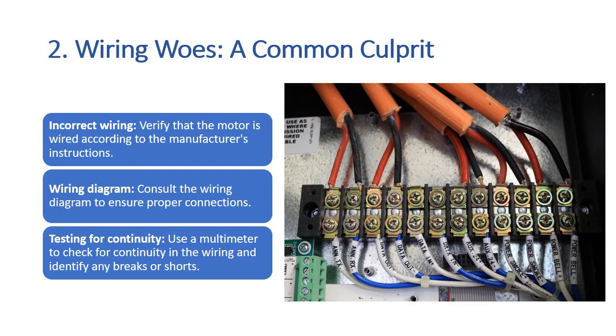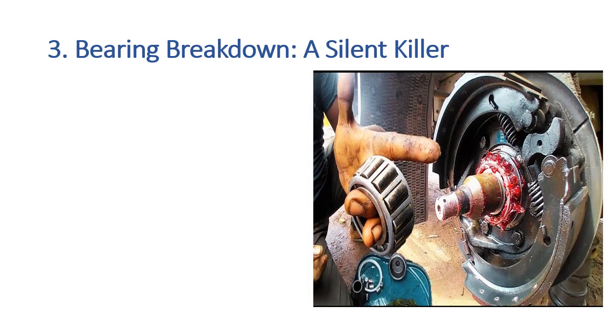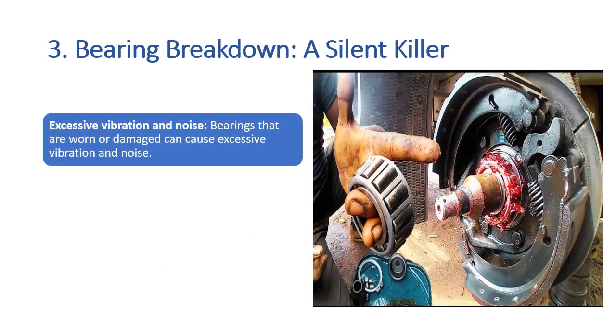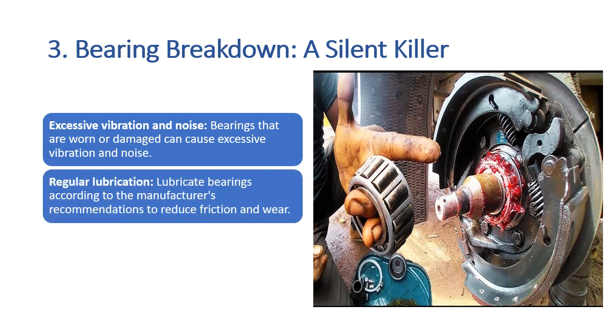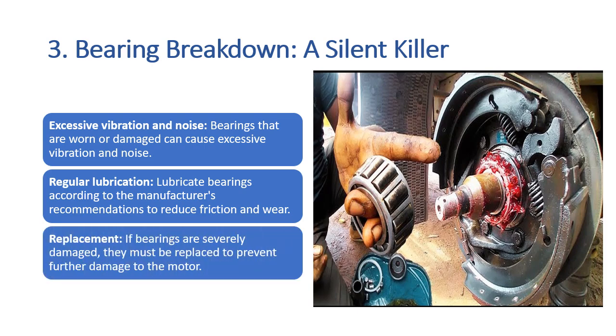3. Bearing breakdown, a silent killer. Excessive vibration and noise: bearings that are worn or damaged can cause excessive vibration and noise. Regular lubrication: lubricate bearings according to the manufacturer's recommendations to reduce friction and wear. Replacement: if bearings are severely damaged, they must be replaced to prevent further damage to the motor.